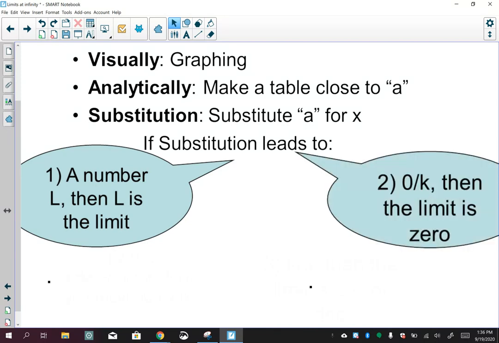The other is if you have 0 over anything, that's what the K is for. The K means anything. I have 0 over 15, 0 over -3, 0 over 1/4. 0 over anything means that your limit will actually be equal to 0 on this.